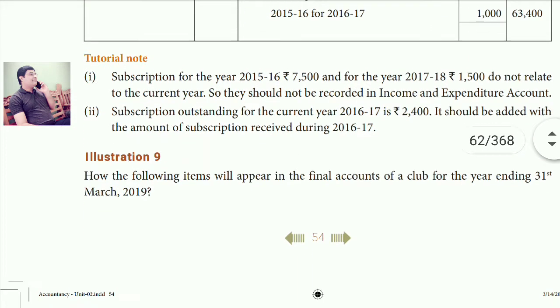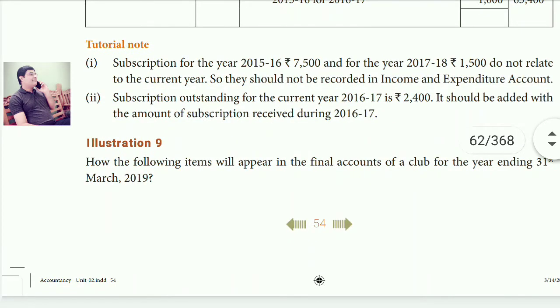Now why? What is the note here? The subscription for the year 15-16, 7,500, and for the year 17-18, 1,500, do not relate to the current year. That's why there is no need to write them in the income and expenditure account. In the same way, subscription outstanding for the current year 16-17 is 2,400. It should be added to the amount of subscription received during 16-17.